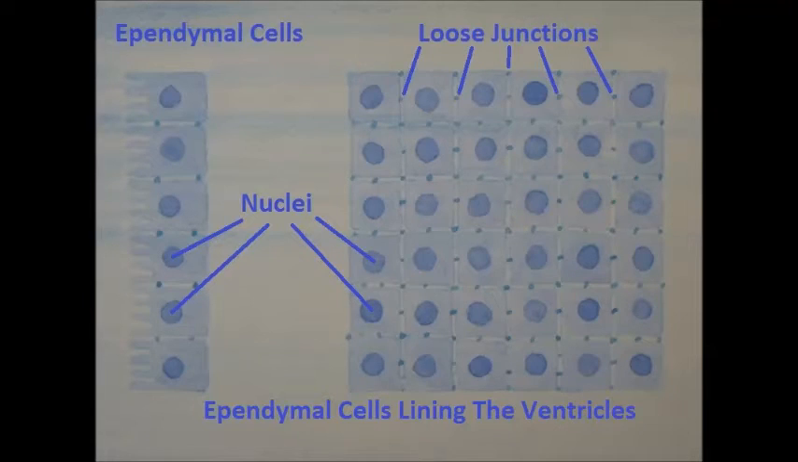So this picture is actually of the ependymal cells that line the whole of the ventricles. And they're cuboidal, they're square. And as you can see, they've got little blue dots. These are the junctions that hold the cells together. And the ependymal cells that line the whole ventricle system there, these are loose junctions. So that means the cranial fluid and everything within it can easily flow between them.